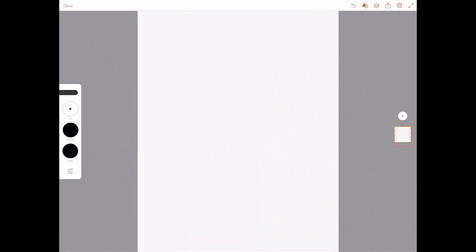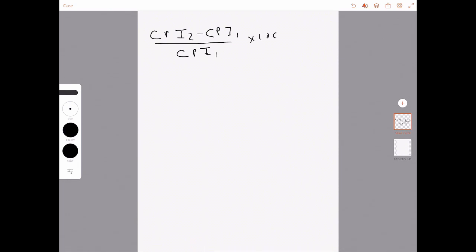So here we are using the same formula that we used for GDP growth, but now we're looking at this in terms of CPI. We're going to take the CPI 2, which is the newer CPI, minus CPI 1, which is the older CPI, divide that difference by the old CPI and multiply it by 100, and that's going to tell us the inflation rate, just like it told us the economic growth rate.